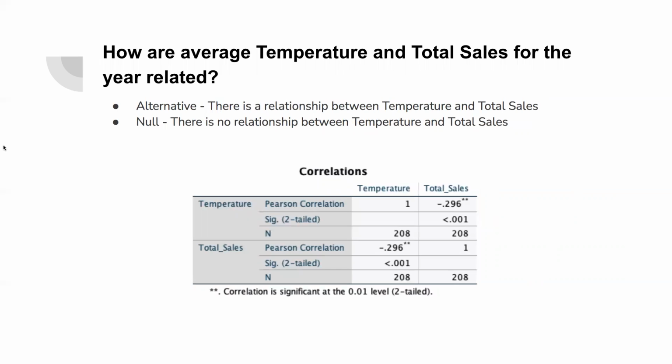We were next asked to compare how the average temperature and total sales for the year are related. Again, we ran a bivariate correlation analysis between temperature and total sales, and the analysis shows that there is a significant relationship between temperature and total sales, and we therefore reject the null hypothesis and accept the alternative hypothesis, concluding that there is a relationship between temperature and sales. More specifically, there is a negative correlation in that as temperature decreases, total sales also decrease.